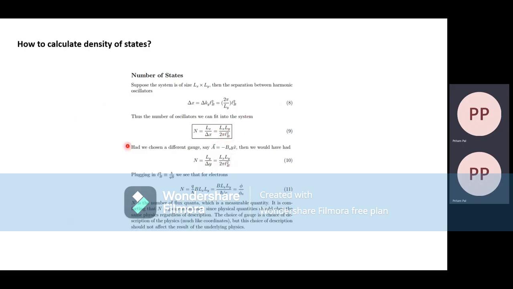Okay. So had we chosen a different case, let's say this time we have chosen the field along the negative x direction. So that would become minus B naught y x. Sorry, this is the given case. So that is minus B naught y, where B naught y is the magnitude and it's in the negative x direction. Then we have N equals Ly by delta y.